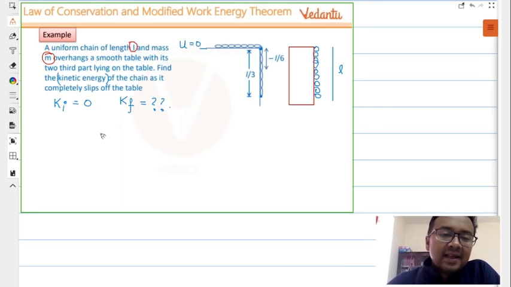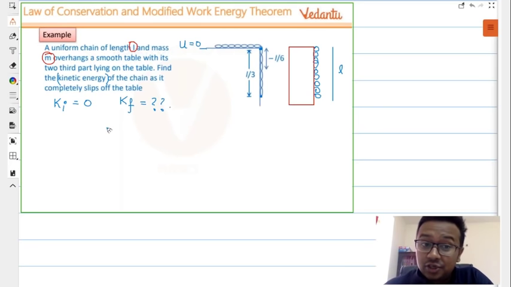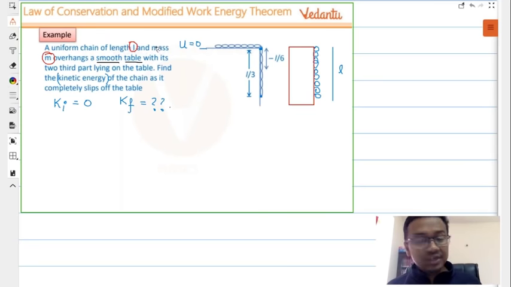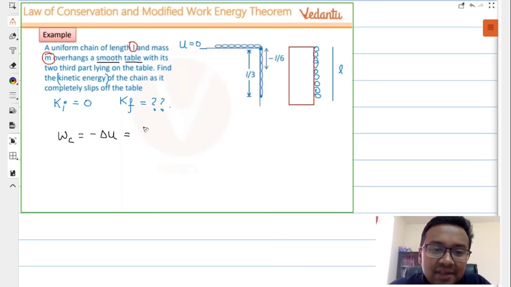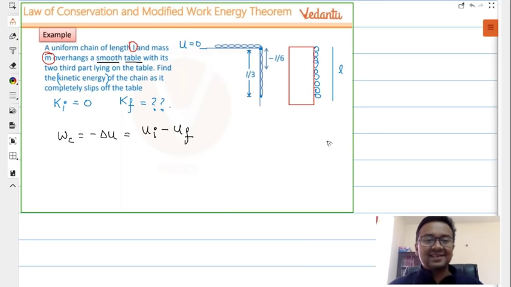Clear, guys? Now, is there any friction? It's a smooth table, very clearly mentioned here, my dear students. So there is no friction, there is no non-conservative force, and there are no external forces. So we just have to calculate the work done by the conservative force. And we know the work done by the conservative force is equal to what? Yes, correct. Work done by the conservative force is minus delta U, which is nothing but U initial minus U final, guys.